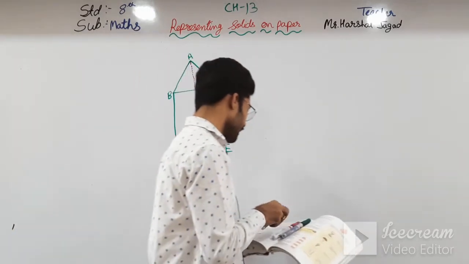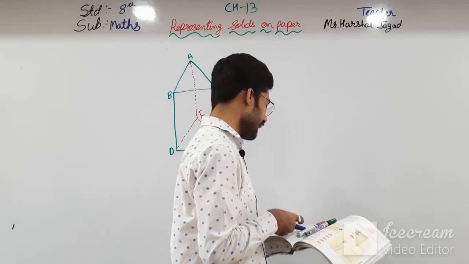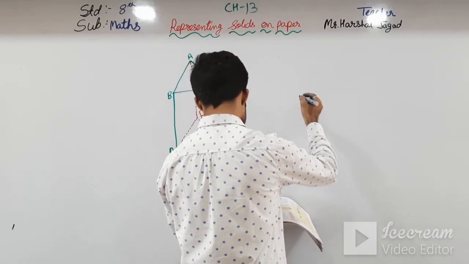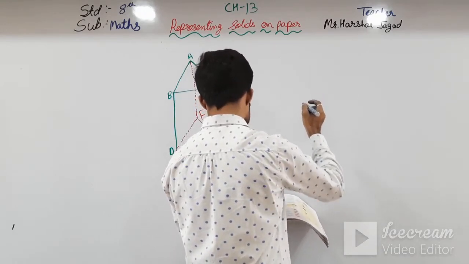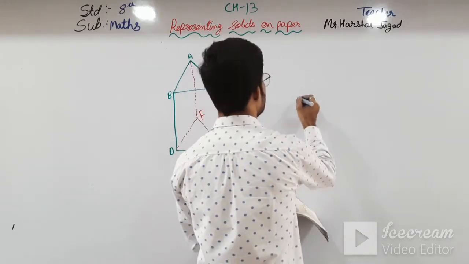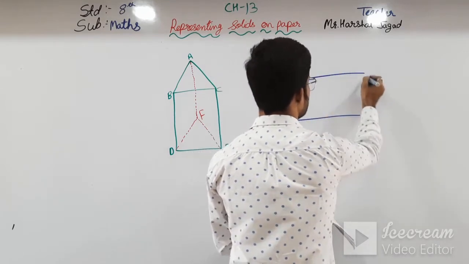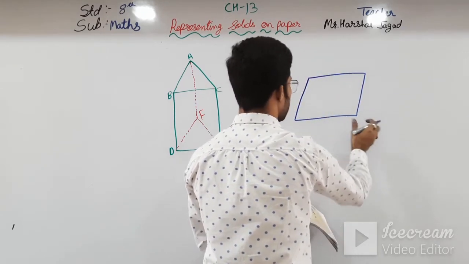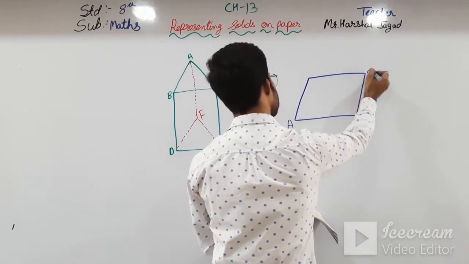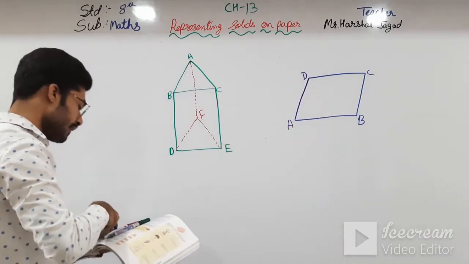Now, first draw a rhombus A, B, C, D. We have to draw a rhombus A, B, C and D, taking the length of the base square as, say, 5 centimeter. So we have to draw a rhombus like this. Yes, we have drawn this. That is A, B, C and D. Okay students, now moving further.